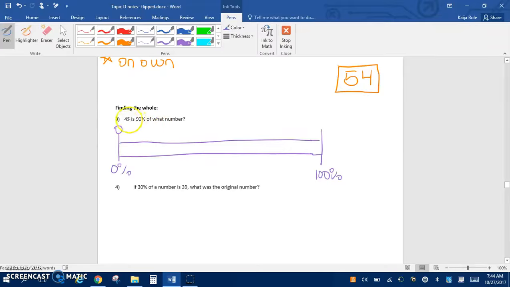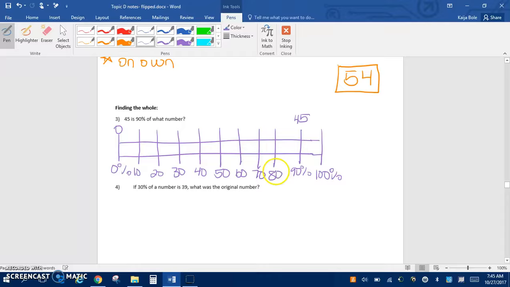So now they're asking 45 is 90%. So 90% would be pretty close to 100. It would be here. And this is 45. So that means by percentages, we're counting by tens. So we'd have 10, 20, 30, 40, 50, 60, 70, 80, and these are all the percents. Can't fit them all in on here.